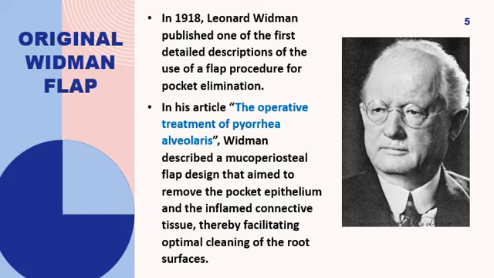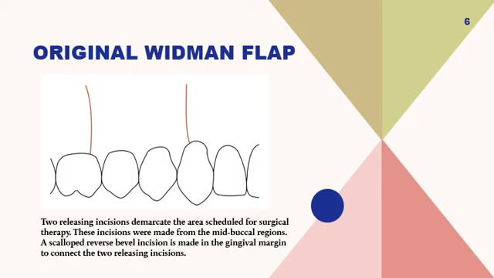First, I'm going to talk about the original Widman flap. In 1918, Dr. Leonard Widman published one of the first detailed descriptions of the use of a flap procedure for pocket elimination. In his article, The Operative Treatment of Pyorrhea Alveolaris, Dr. Widman described a mucoperiosteal flap design that aimed to remove the pocket epithelium and the inflamed connective tissue, and thereby facilitating the optimal cleaning of the root surfaces.